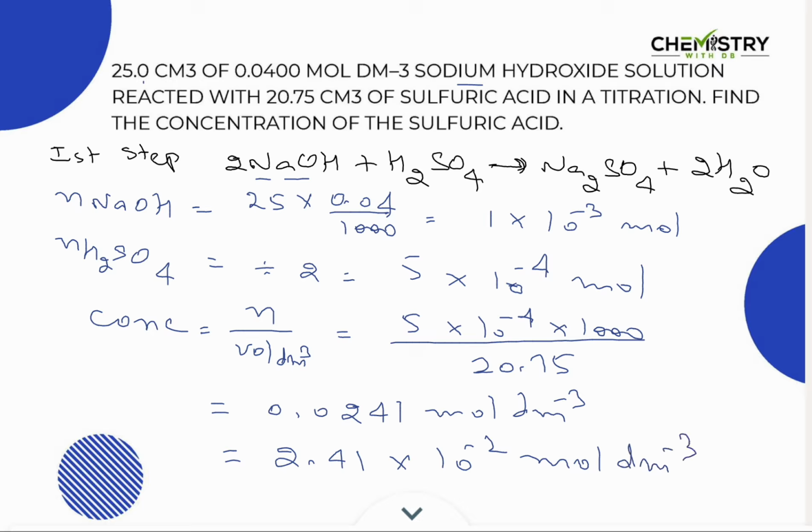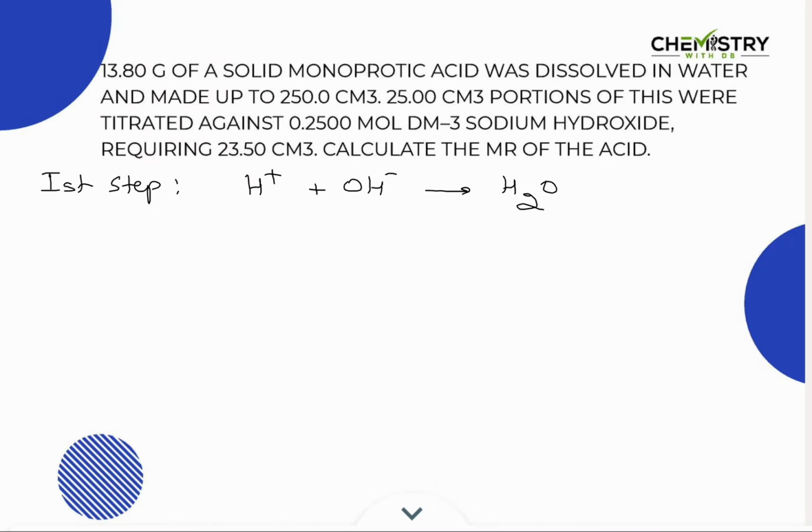So now this question is done absolutely the way the examiners would have expected, and this is going to be right. Now let's look into another question in which a monoprotic acid means 1 mole of that acid releases 1 mole of H plus ions, and that you are reacting with sodium hydroxide. So ratio is 1 to 1, giving you water, a neutralization reaction.